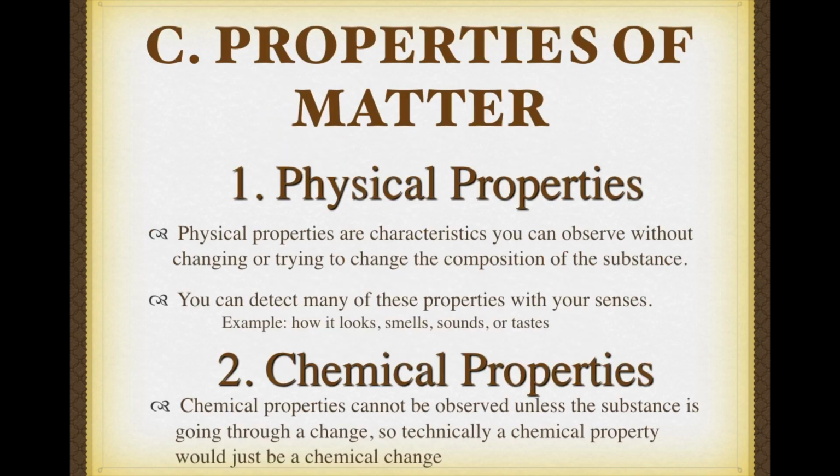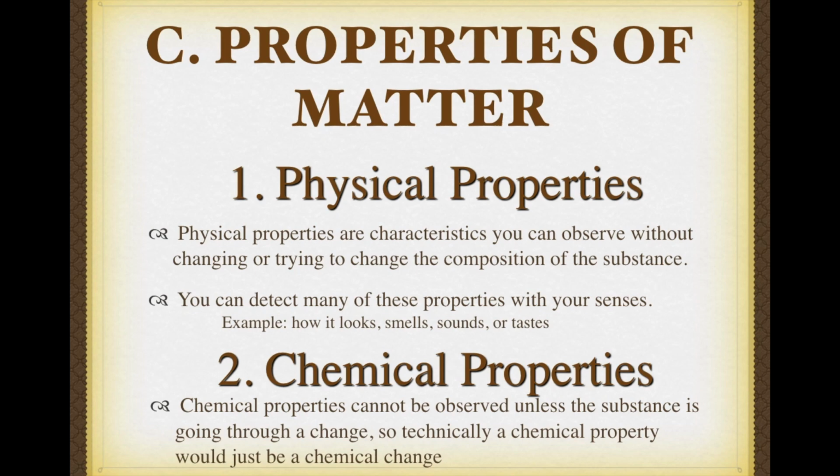Okay, let's talk about the properties of matter. Now, there are physical properties that are very important. We're going to kind of skim through that. Physical properties describe how something looks, smells, sounds, tastes. Now, there are chemical properties, but technically not. Whenever you have a chemical property, you can't really observe it because it's going through a chemical change. So chemical properties can't really be observed unless it's going through a change. So technically, whenever we want to talk about a chemical property, well, we're talking about a chemical change.